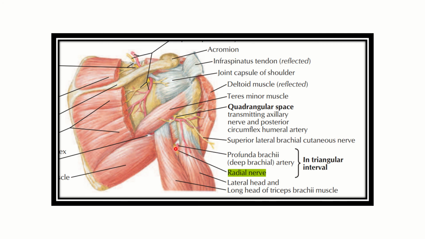You can see it is the lower triangular space. So through the lower triangular space, the radial nerve recesses in the posterior aspect of the upper part of the humerus. So the radial nerve passes through the posterior part. So this point is very important, that the radial nerve passes through the triangular space, and through the triangular space it reaches the posterior part. So this radial nerve supplies all the muscles of the posterior aspect of the arm, forearm, and hand.